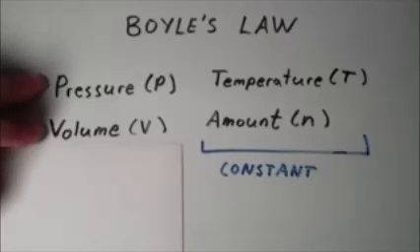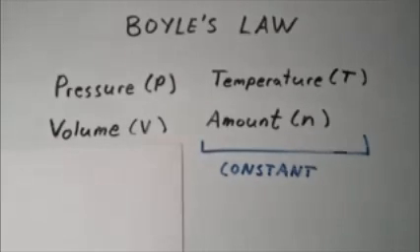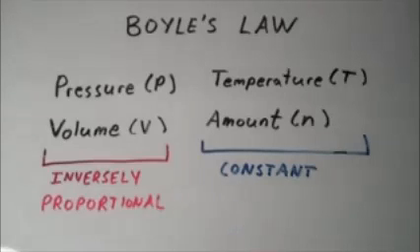What is the relationship between the pressure and the volume if the temperature and the amount of gas are kept constant? The answer is that they are inversely proportional to one another. So that means that at constant temperature, and if the amount is constant, as one increases, the other decreases. So if I were to increase the pressure of a gas, then the volume would decrease. If I were to increase the volume of the gas, then the pressure would decrease.